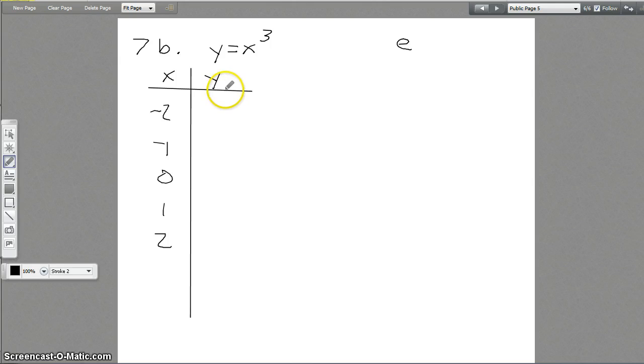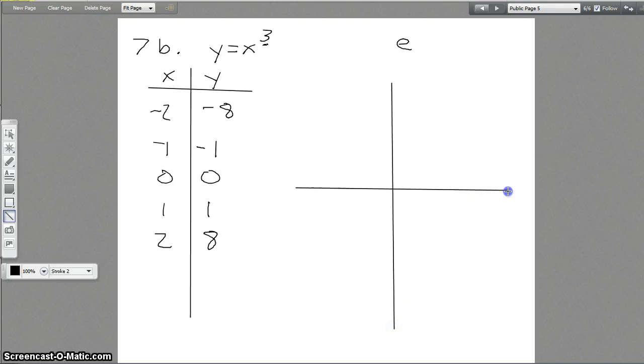When our x is -2, -2 to the third power is -8. This is an odd power, that means it keeps the sign. -1 to the third power is -1. Well, actually, I take that back. -1 to an even power is a +1. 0 to the third power is 0. 1 to the third power is 1. 2 to the third power is 8. So now we will draw a graph.